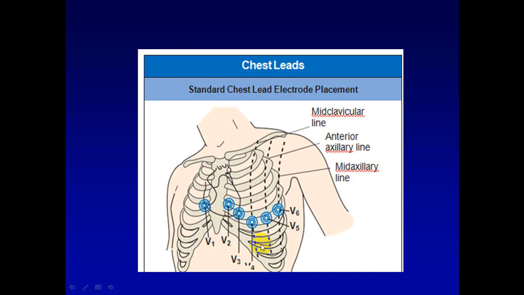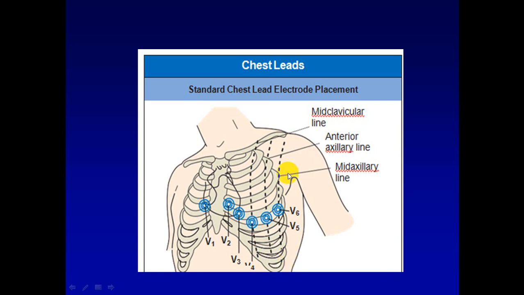There are another 6 leads. Look at the chest: this is the sternum, this is the right parasternum and the left parasternum, and this is the intercostal space, the anterior axillary line, the mid-clavicular line, and the mid-axillary line.